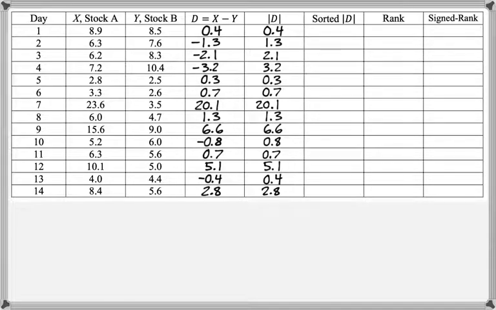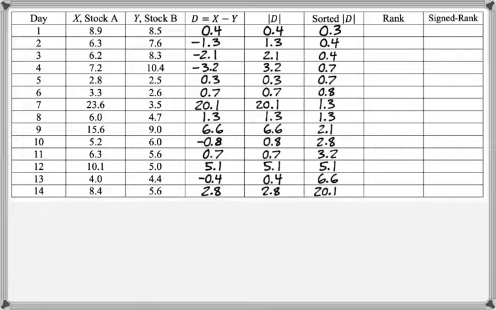Next, we need to sort the data from smallest to largest. So the smallest value is 0.3, then 0.4, 0.4, 0.7, 0.7, 0.8, 1.3, 1.3, 2.1, 2.8, 3.2, 5.1, 6.6, and 20.1. Then we need to assign a rank to the data. And for ties, we find the average.